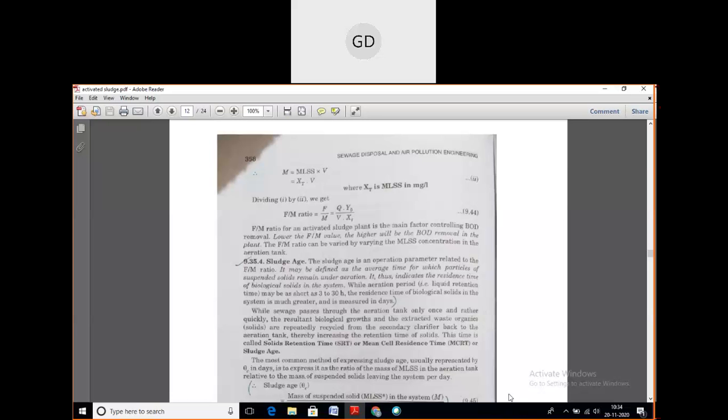So it gives you the average time for which the particles of the suspended solids remain under aeration. It indicates the residence time of biological solids in the system. So just remember that sludge age gives you the average time for which the particles of the suspended solids remain under aeration.